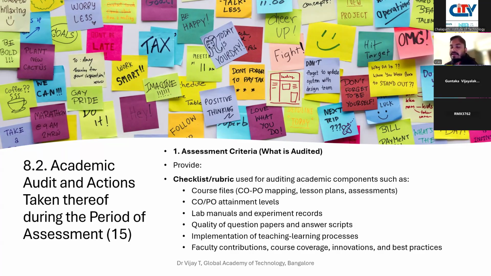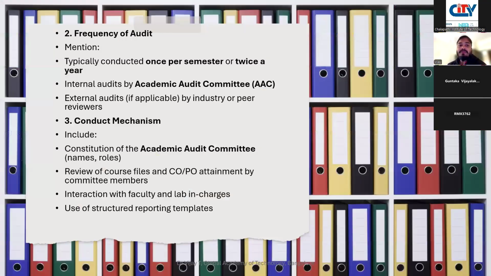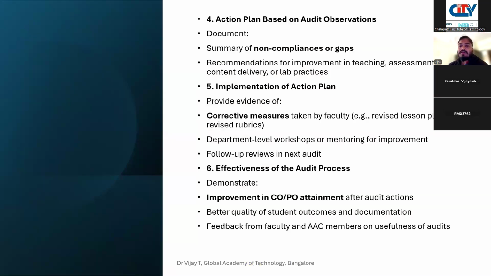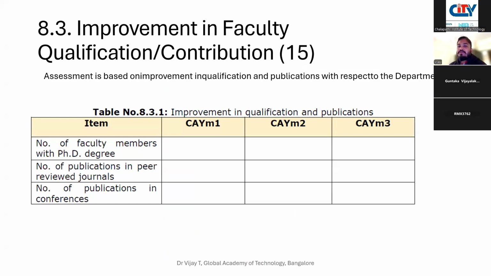And once the audit is done, what is the outcome of the audit and what is the action plan that you have taken to bring in the measure of improvement and other aspects for improvement of quality. So you have to have the frequency of the audit, what is the conduct mechanism, what is the academic audit committee that you have, action plan based on audit observation, implementation, then effectiveness of the audit process. Then improvement in faculty qualification contribution.